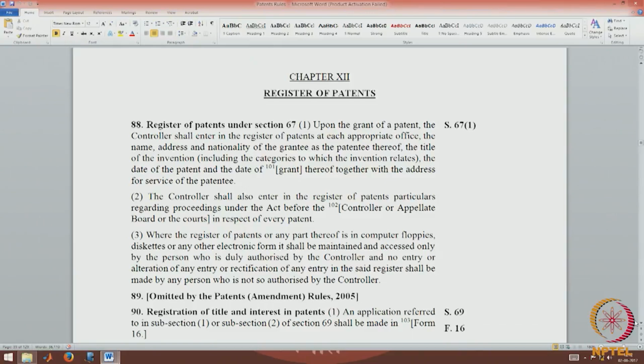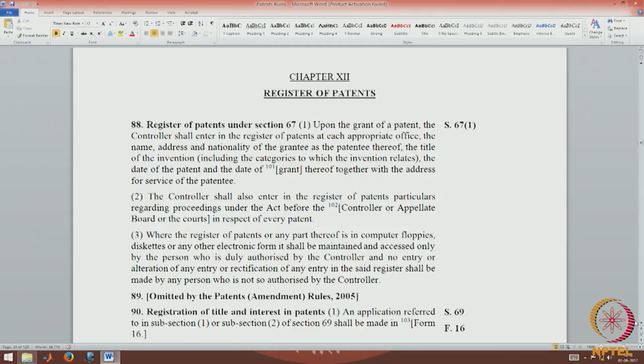So, we find that in various provisions under the Act, when a change is carried out, the controller has to be informed about it and the controller will have to accordingly correct the records. So, this gives us the provision under which that is done.